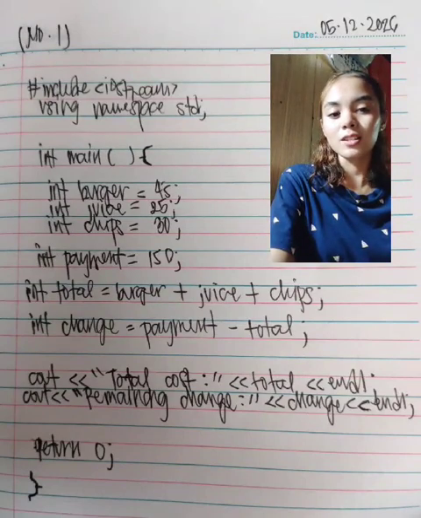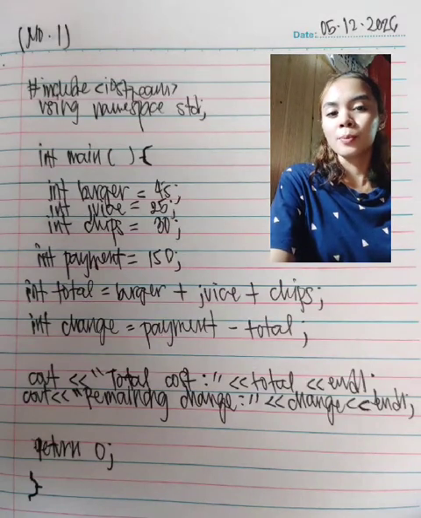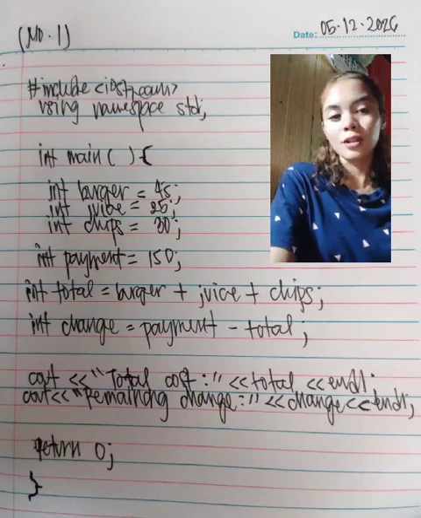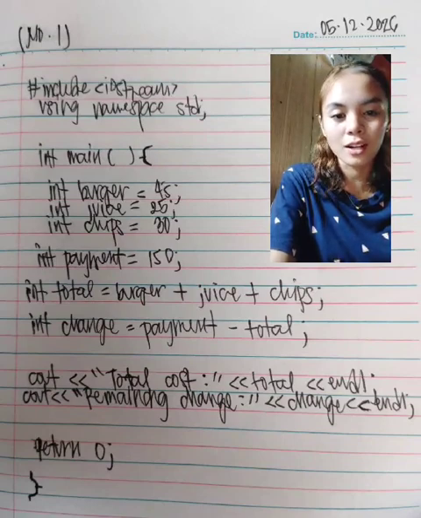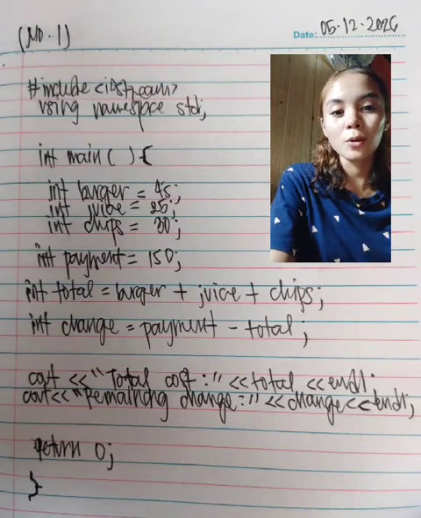These store the data we need to calculate. int total = burger + juice + chips. It uses the addition operator plus to add all the item prices together. Calculation: 45 plus 25 plus 30 equals 100. The result is stored in the variable total.